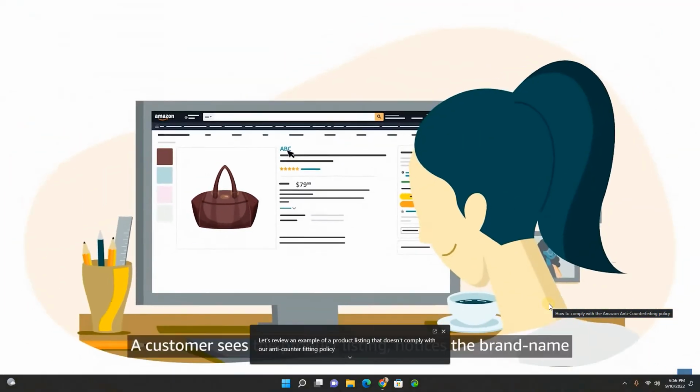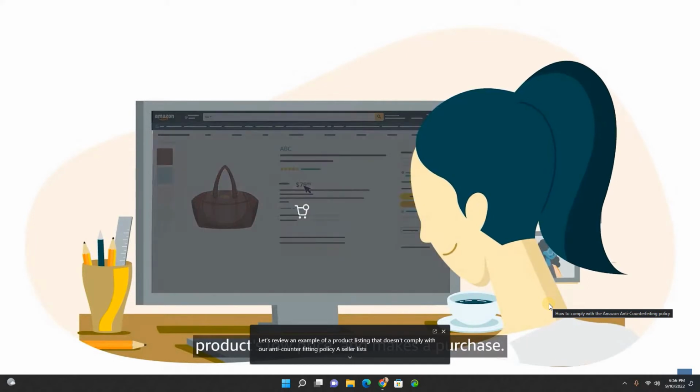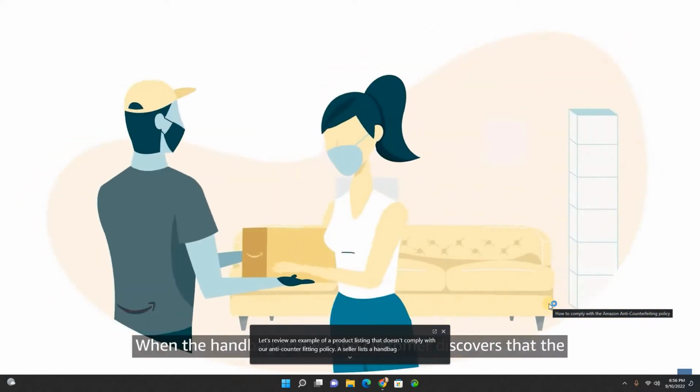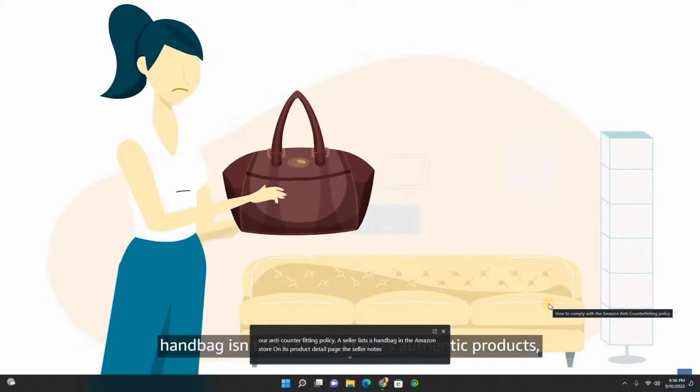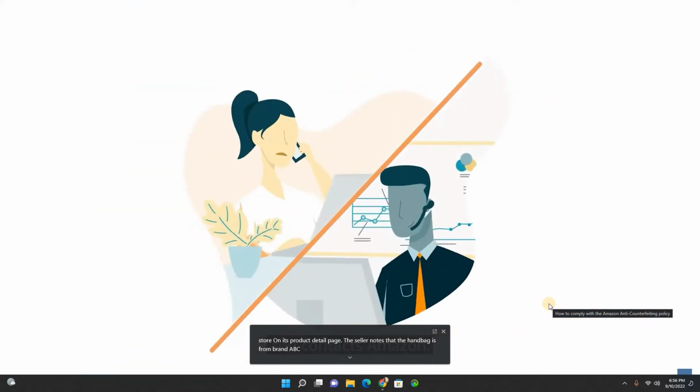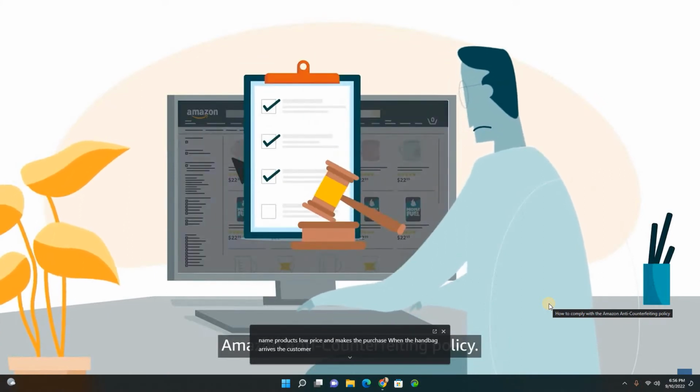A customer sees the product listing, notices the brand name and low price, and makes a purchase. When the handbag arrives, the customer discovers that the handbag isn't one of the brand's authentic products and contacts Amazon. In this example, the seller has violated the Amazon anti-counterfeiting policy.